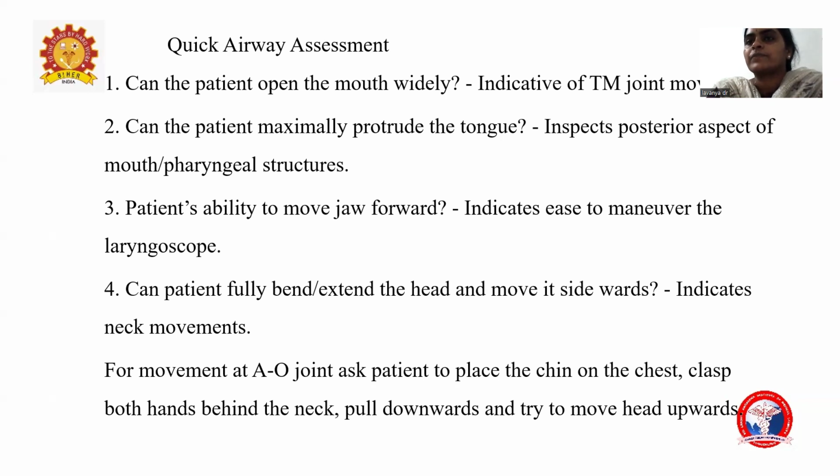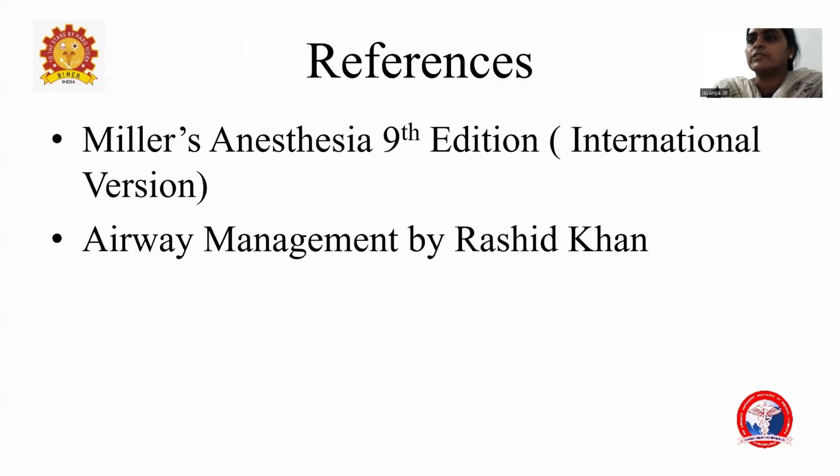So movement at the atlanto-occipital joint, ask the patient to place the chin on the chest, clasp both hands behind the neck, pull downwards, and try to move the head upwards. So this airway assessment is from Miller's ninth edition and airway management.